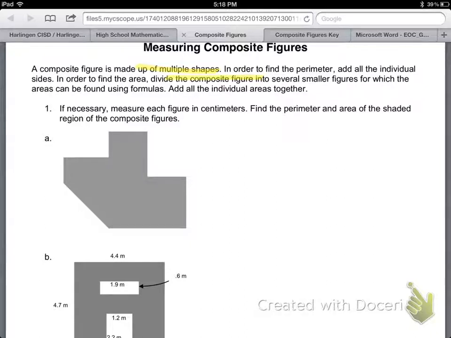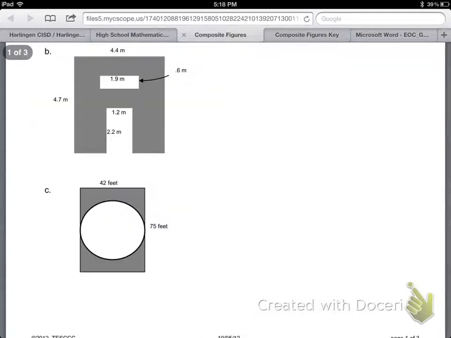Like number one, you all can do there at school because you all can use a ruler and measure. But number two, or letter B, we're going to try that one.